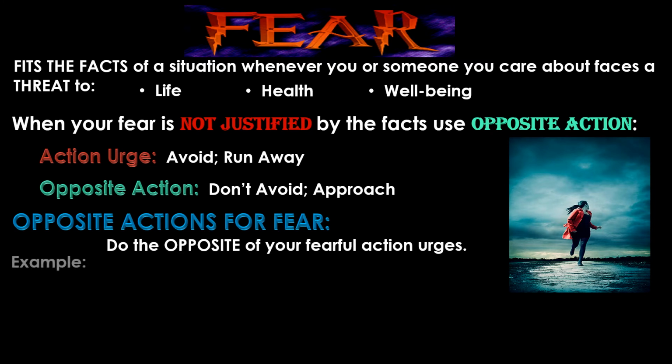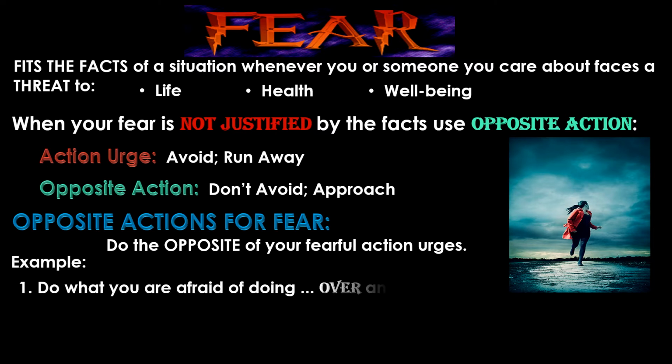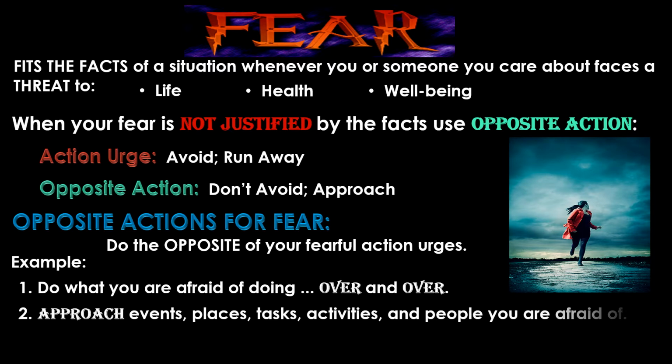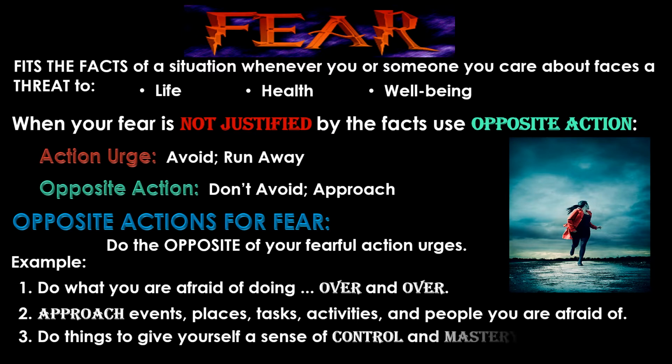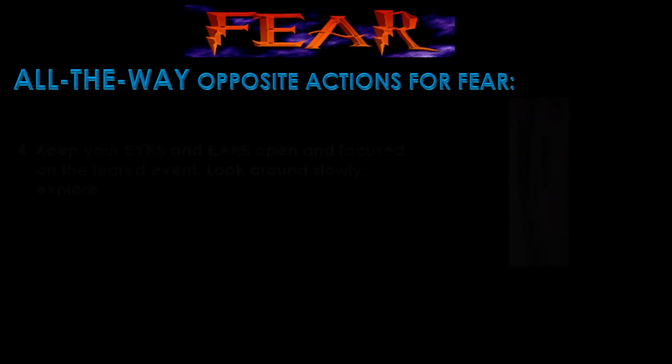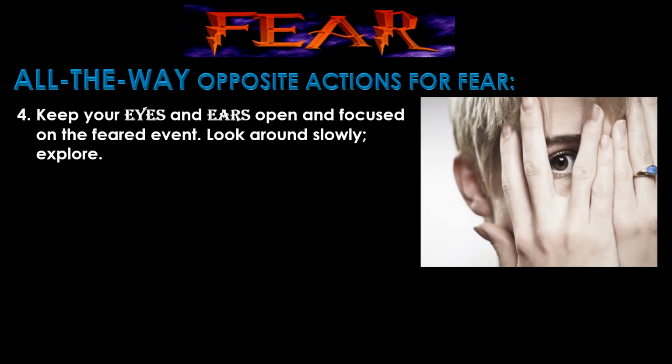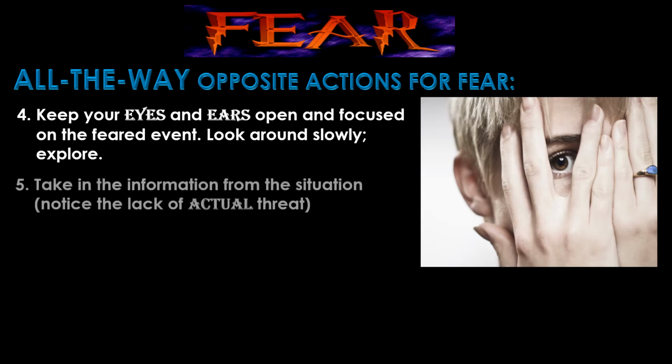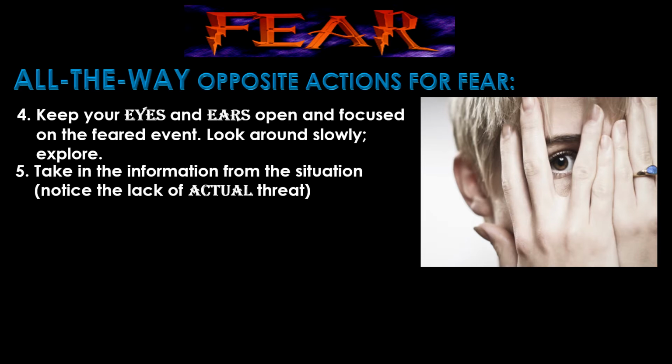An example here, number 1, do what you are afraid of doing over and over. Number 2, approach events, places, tasks, or activities and people you are afraid of. Number 3, do things to give yourself a sense of control and mastery over your fears. Number 4, keep your eyes and ears open and focused on the feared event. Look around slowly, explore. Number 5, take in the information from the situation. Notice the lack of actual threat.